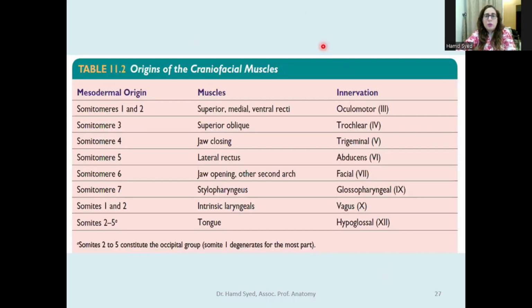Here we have a table which is a very crisp summary showing us the origin of these different muscles from the different somitomeres in the head region. We know that somitomeres are loosely dispersed mesenchymal cells, which are then going to form the different muscles in the head and neck region. And this is the sequence of the somitomeres and the muscles which are derived from them and the individual innervation of these muscles. As I told you, the somites, not somitomeres, will form the tongue muscles which are innervated by the hypoglossal nerve.